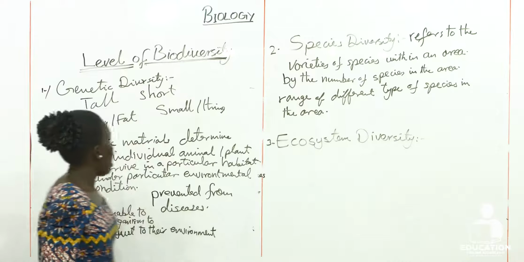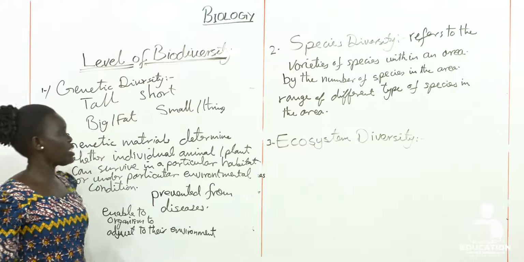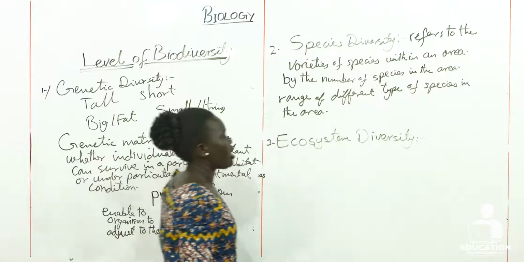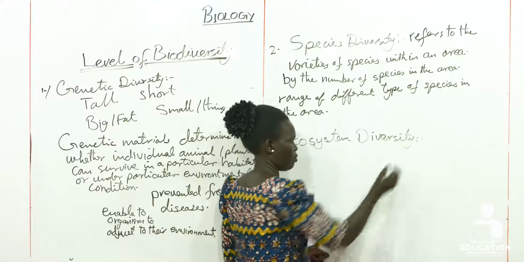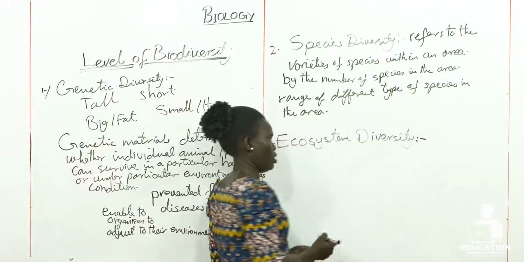The third level of biodiversity is ecosystem diversity.